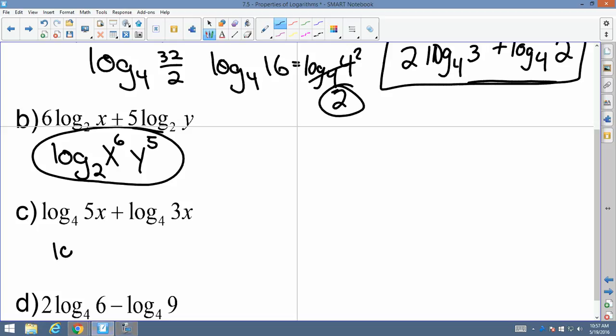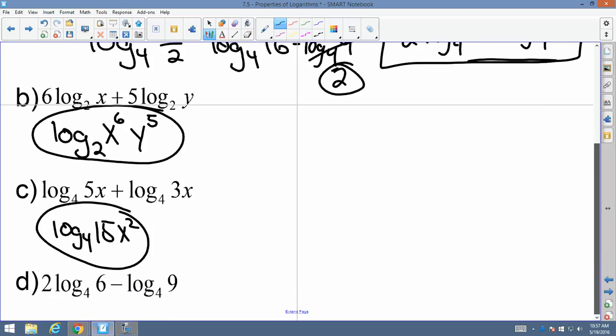C, I got the log base 4 of 5x times 3x, so that's 15x squared. Done. Literally. 2 log base 4 of 6 minus log base 4 of 9. Go, kick it out. Well, do it.